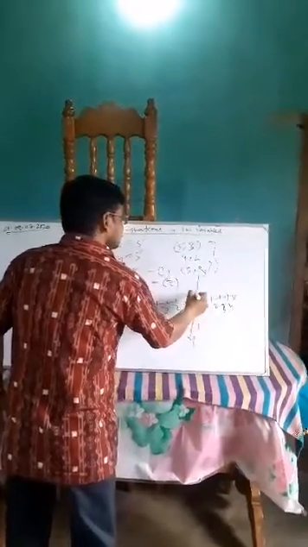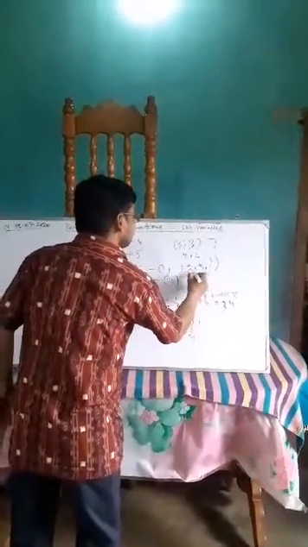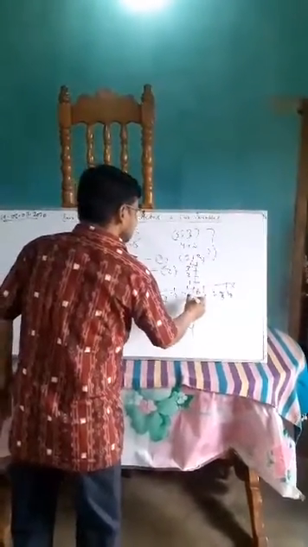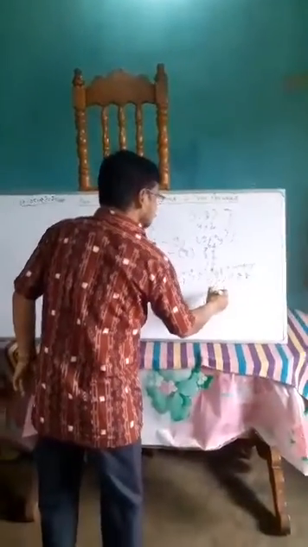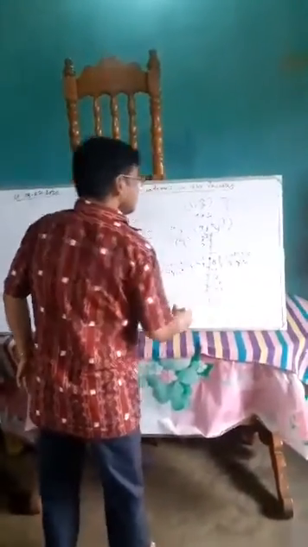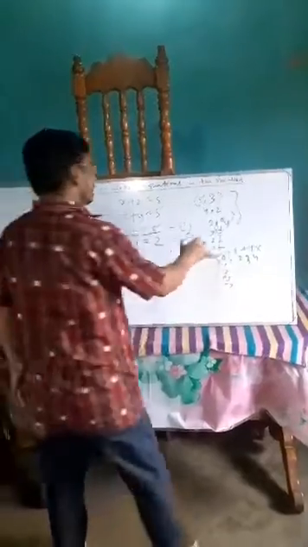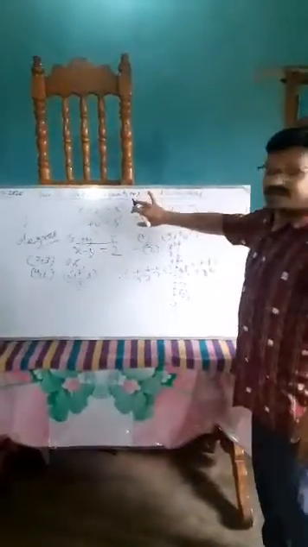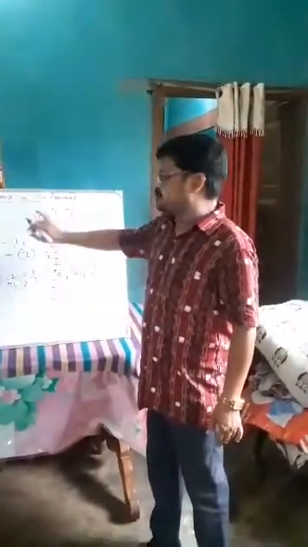On the right side we can write 1, 2, 3, 4, positive integers, and down below, minus 1, minus 2, minus 3, minus 4, these are negative integers. So when a linear equation is represented graphically, it forms a straight line.